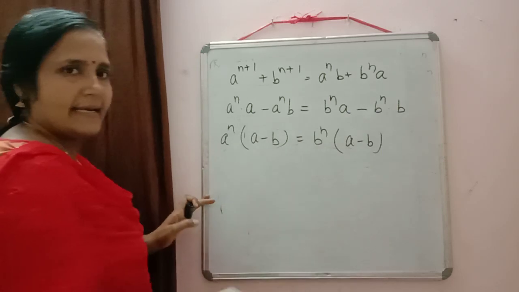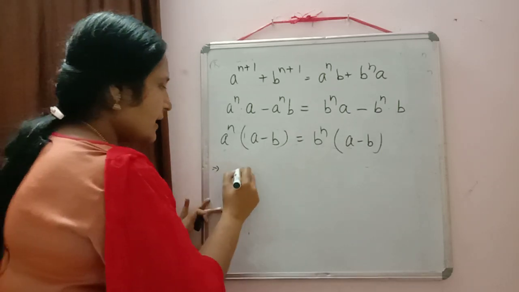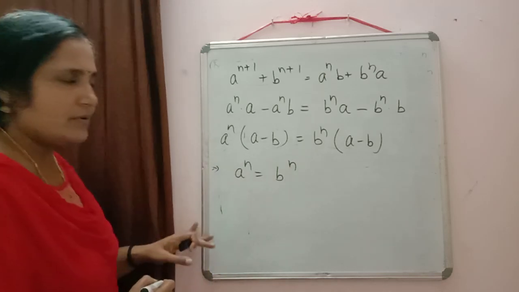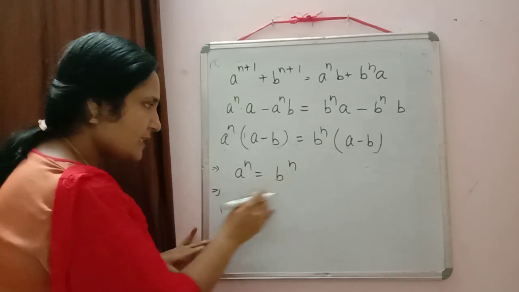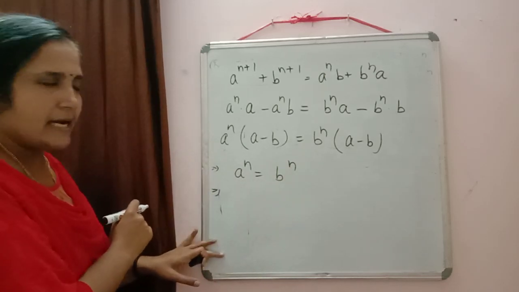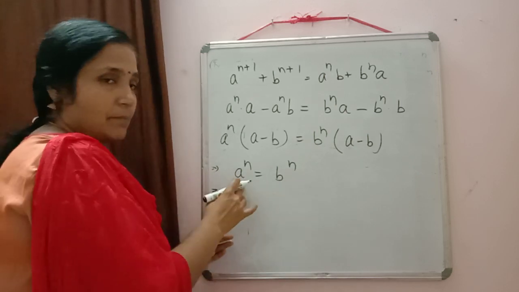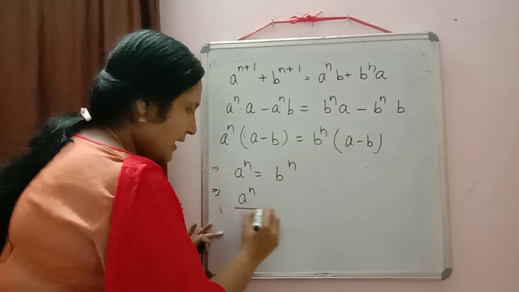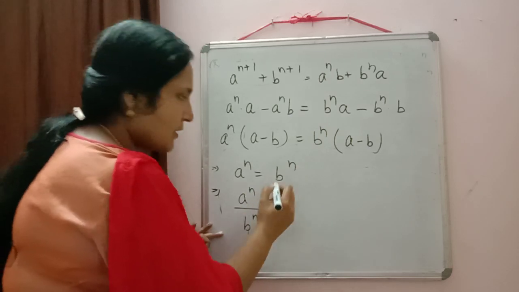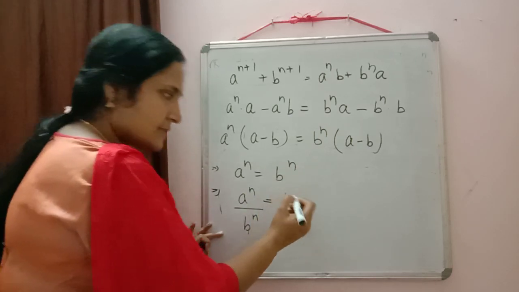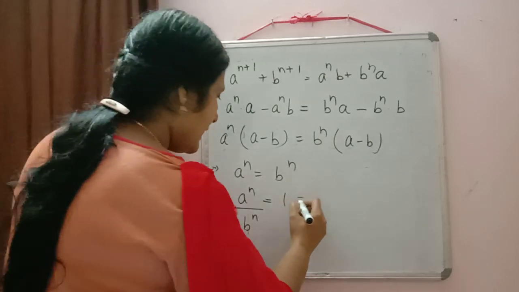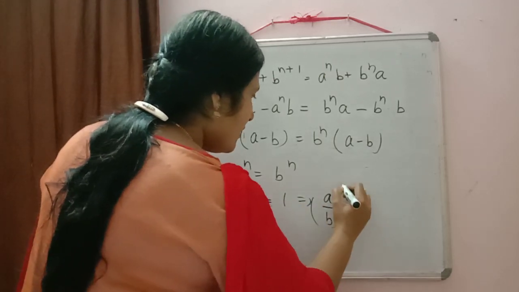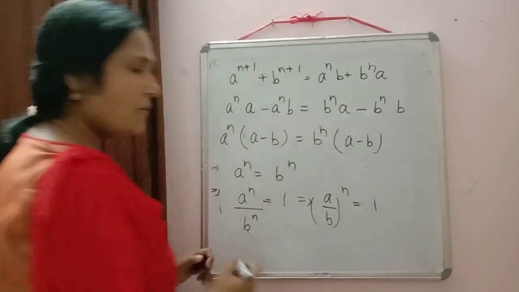So these two will get cancelled. So what remains is a raised to n is equal to b raised to n. Now we'll shift this b raised to n to the left hand side, not as subtraction, but as division. So a raised to n by b raised to n is equal to, what will come here? Yes, 1. A raised to n by b raised to n can be written as a by b whole raised to n is equal to 1.